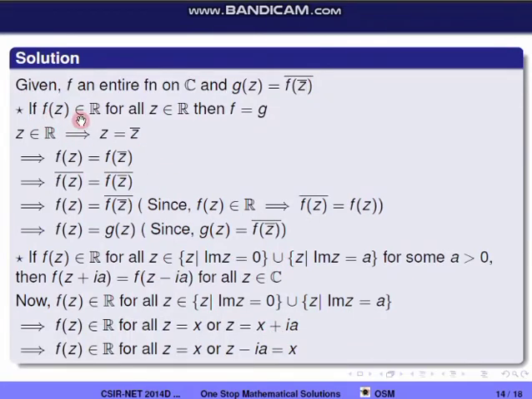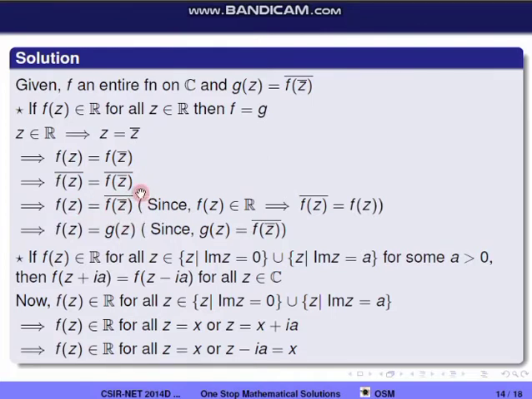So if f of z belongs to real numbers for all z in R, then f is equal to g. So we'll check that condition. So if z belongs to R, then we know that z is equal to z conjugate. So this implies f of z is equal to f of z conjugate. Take conjugate on both sides. So this implies the conjugate of f of z is equal to the conjugate of f of z conjugate. And we know f of z is a real number. So this implies the conjugate of f of z is equal to f of z. So replace this conjugate by f of z. So this implies f of z is equal to the conjugate of f of z conjugate.